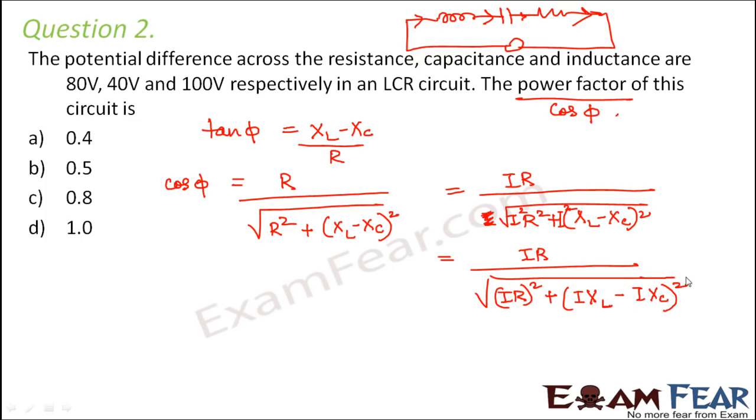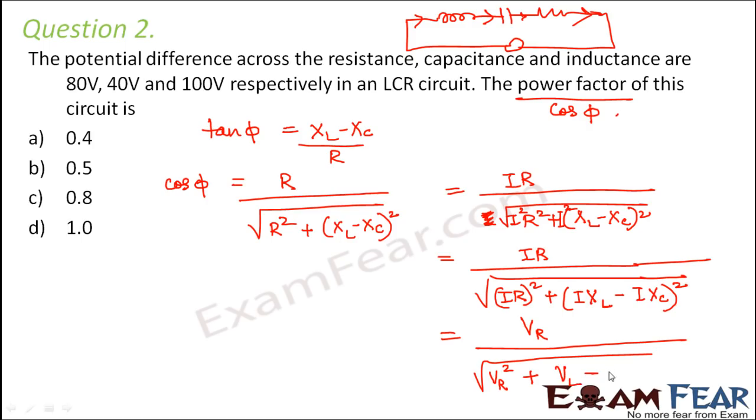So now what is IR? IR is nothing but voltage across the resistance R. So this will be VR divided by root over, again IR can be written as VR square. Now what is IXL? XL is the net inductive reactance. So I into XL is nothing but voltage across the inductor. Similarly, IXC is nothing but voltage across the capacitor. So now you see we have arrived at an expression where we have VR, VL and VC.